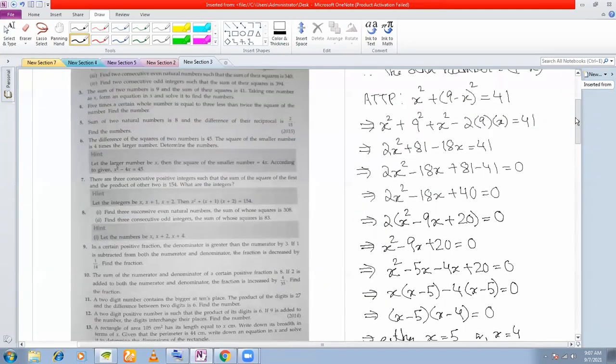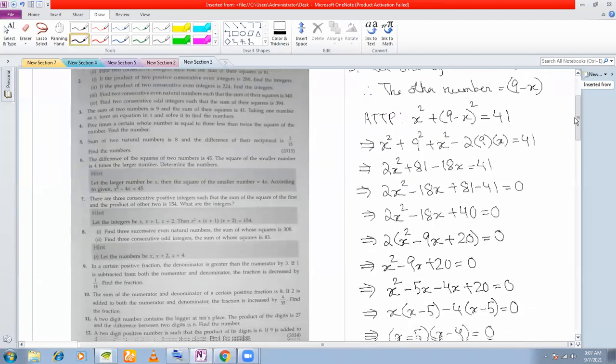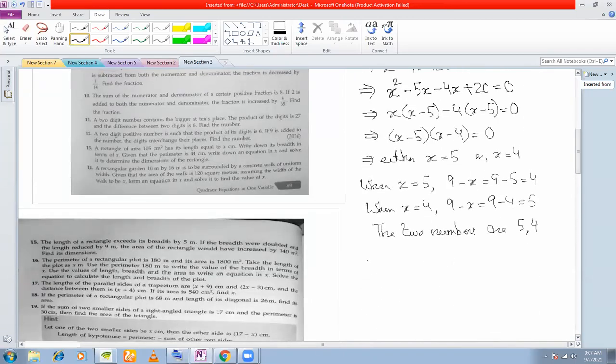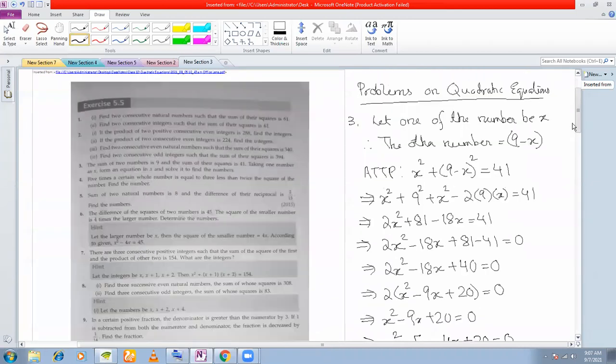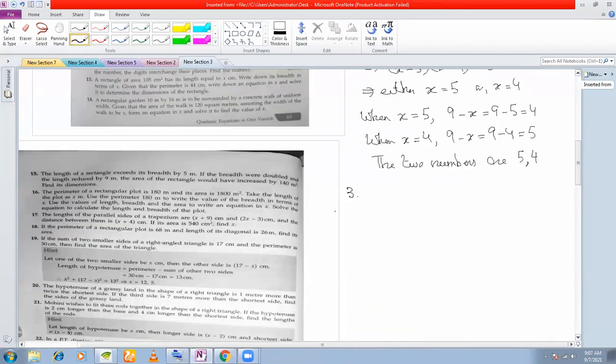Okay. Now, what if I were to give this question as a multiple choice question? How will this question look? That is what we are going to see. Suppose I were to give this question to you as a multiple choice question, I would divide this question into three parts. First is the sum of two numbers is 9.